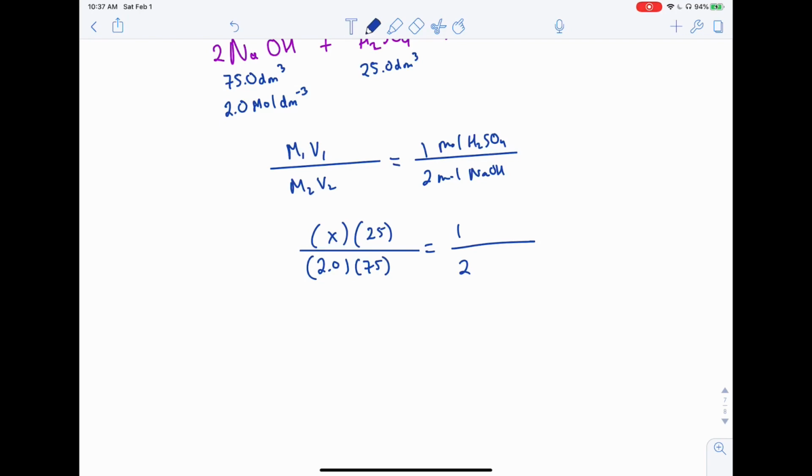So that's 150 divided by 2, 75. That's not a friendly number. Wait, hold on a second. 150 divided by 2 is 75, and then divide, oh, it's 3. Sorry, for some reason, I multiplied by 25 the first time I cross multiplied instead of dividing. So I was like, how's that working? So this is 3 molar.